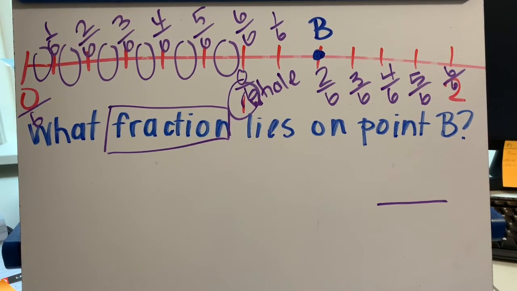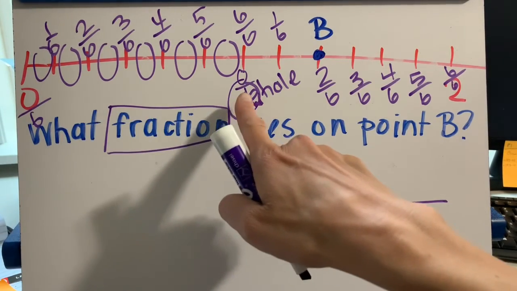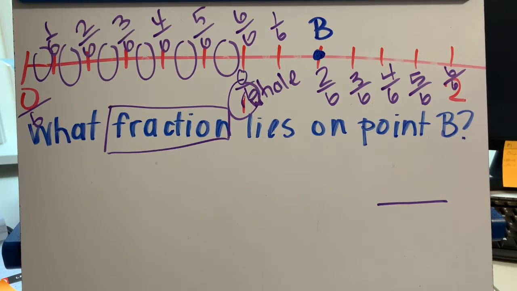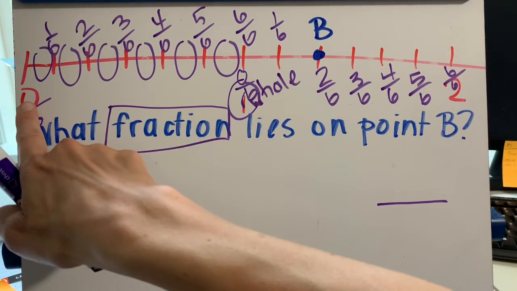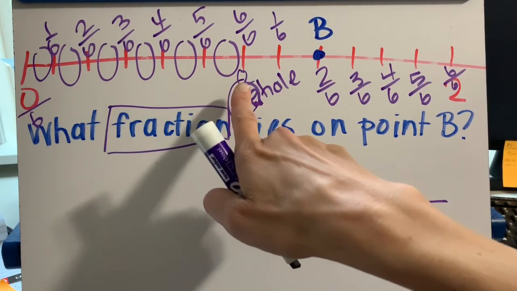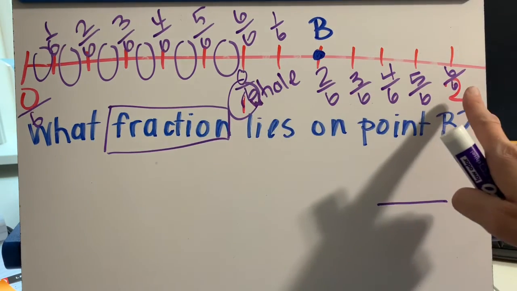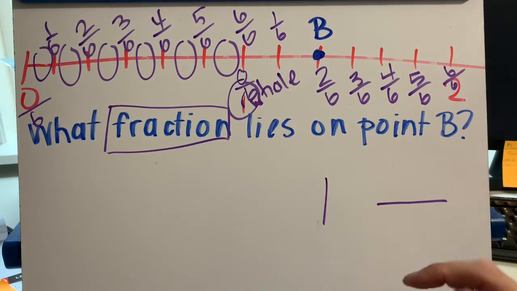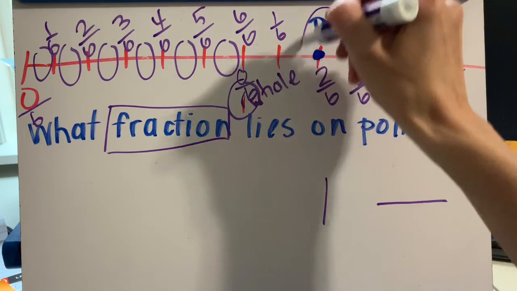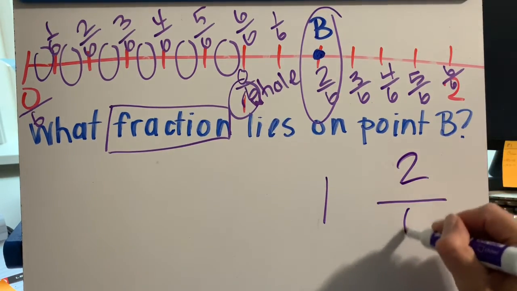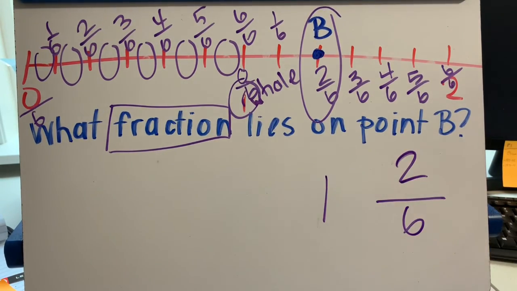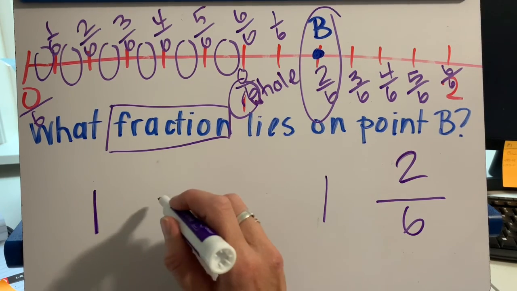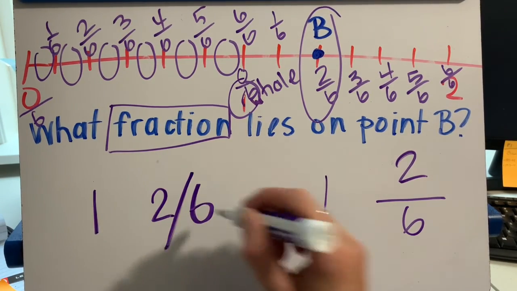So if I was going to write my fraction, I would check my inches before my fractions. I know that B is past the 0. I know that B is past the 1, but B is not past the 2, so I'm going to go back to the 1 and write 1 inch, or 1 whole. Then I'm going to name my fraction. I know that B lies right there on 2/6, so my answer would be 1 and 2/6. On a Chromebook, it looked like this: 1, 2/6.